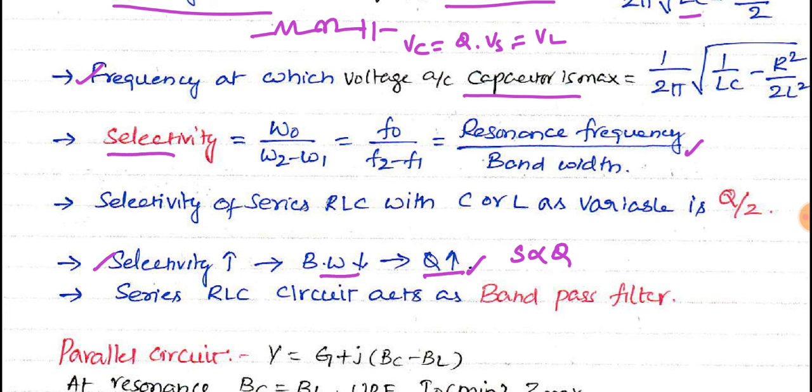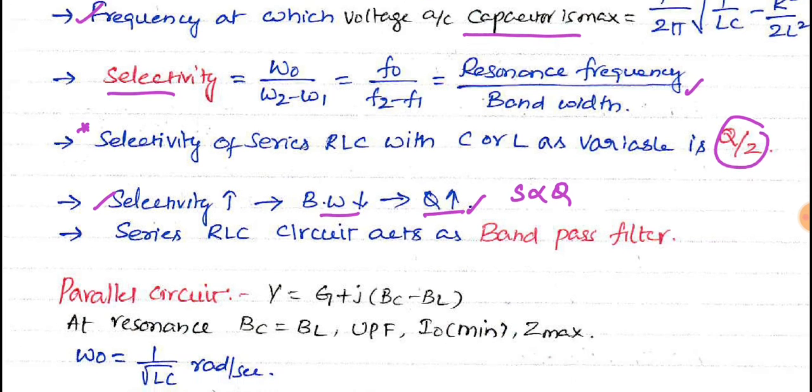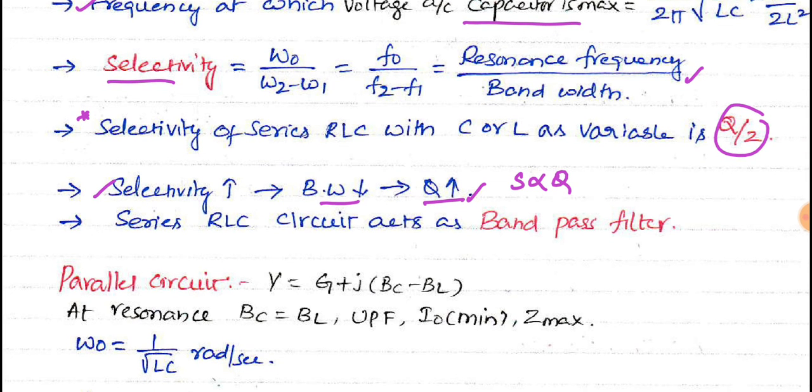Selectivity of a series RLC circuit, with C or L as variable: this is a question asked in the examination. So Q by 2. They may give some quality factor value, with either capacitance or inductance variable, and then ask what the selectivity is. This is also one of the questions: the series RLC circuit acts as a band pass filter.